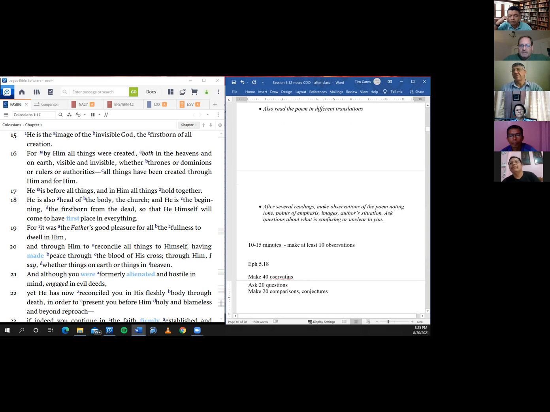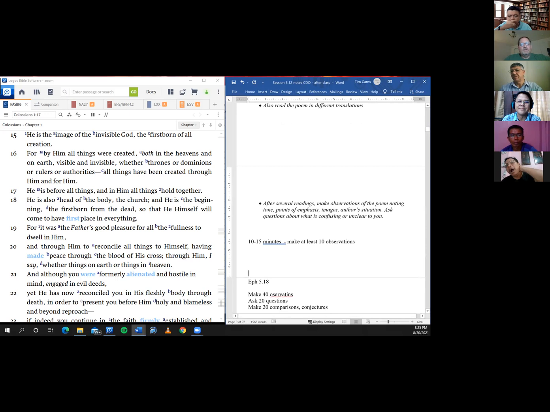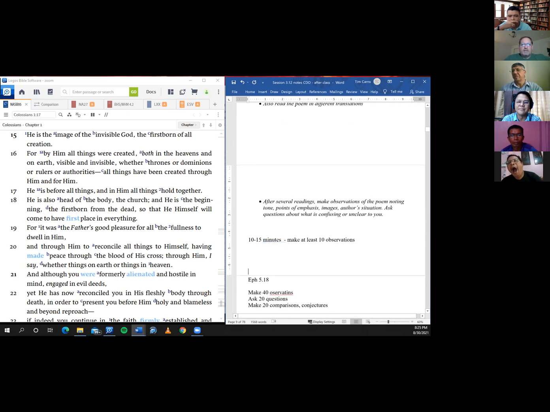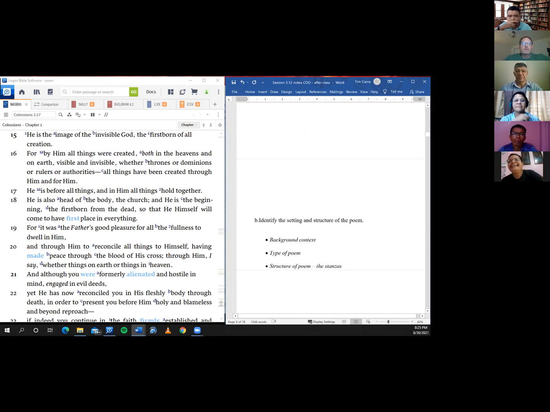Just really think about your text and what things stick out to you. You don't have to make 40 observations, but you should at least be able to make 10 to 15 observations. So that's the first step: read and observe a poem. The second step is then to identify the setting and the structure of the poem.